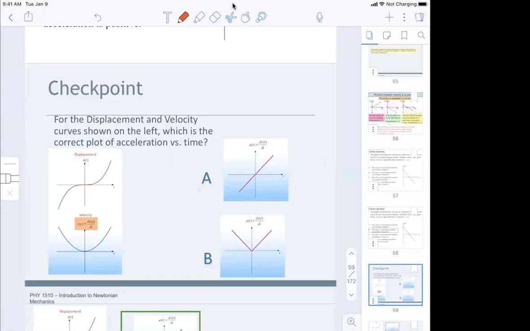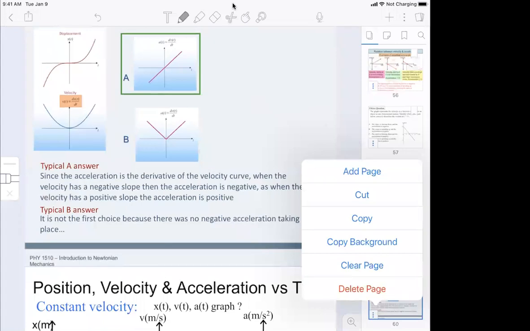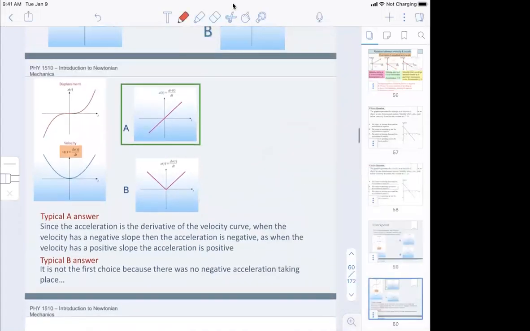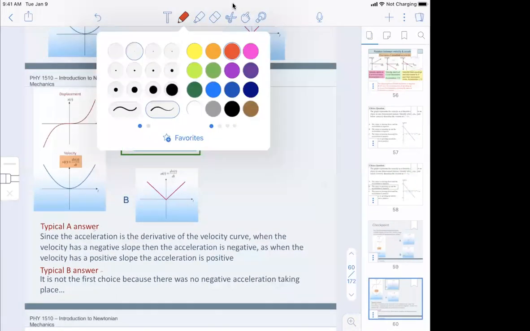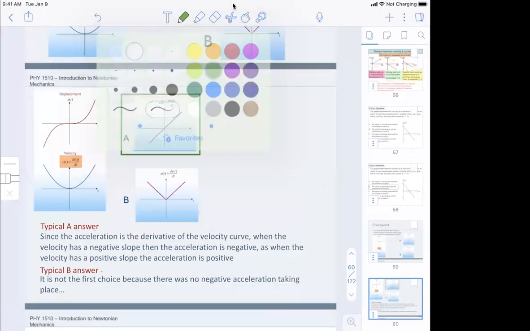The correct answer is A. I know you did it already, so you probably already know the correct answer. There are some possible reasons people might give to choose A or B. So now we have already done this. Let's take a look at this together.